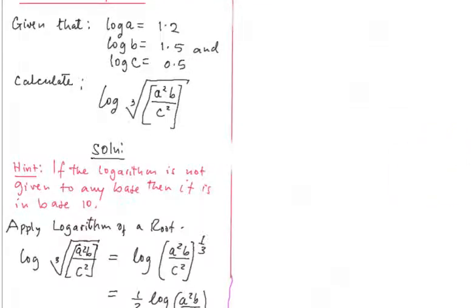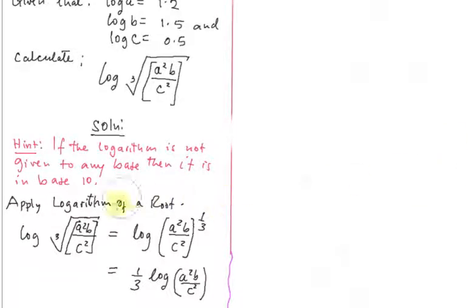So the first step is to apply logarithm of a root. We start to apply the laws of logarithm. Why? We want to eliminate the root, the cube root. So we say that the logarithm of the cube root of a squared b over c squared can be written as the logarithm of a squared b over c squared, the whole thing raised to 1 over 3. Things start to become easier, okay?